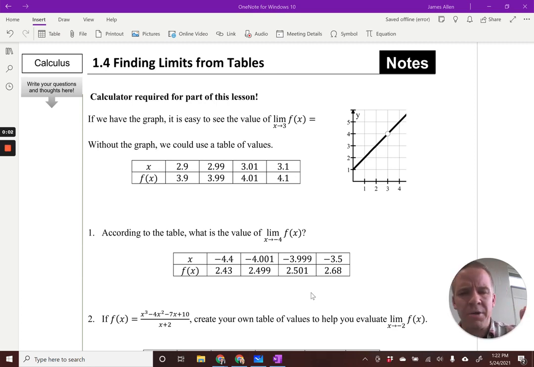Continuing on with limits here, section 1.4, we're going to be finding limits from tables, but also algebraically. We're going to dive into that just a little bit. When we have a graph, it's pretty easy to see the limit of f of x as x approaches 3.